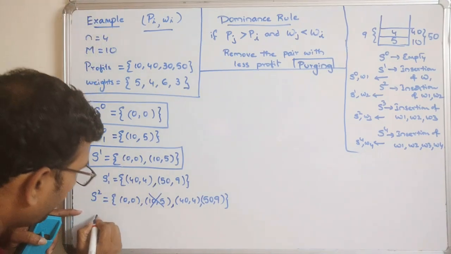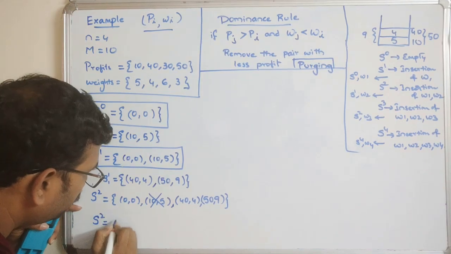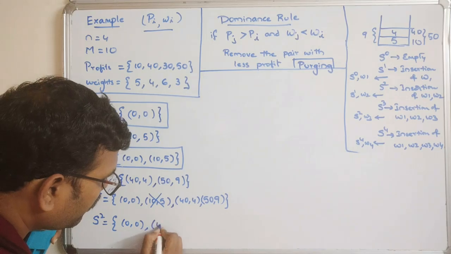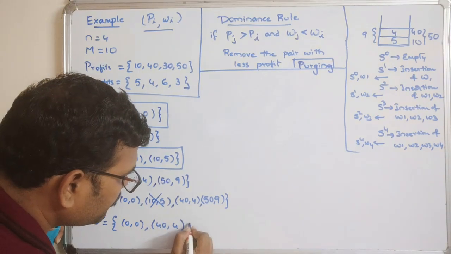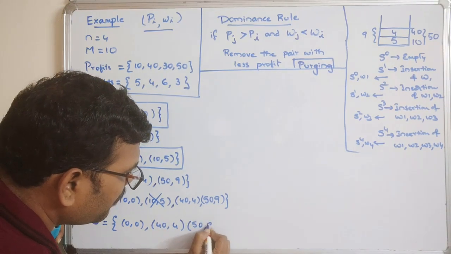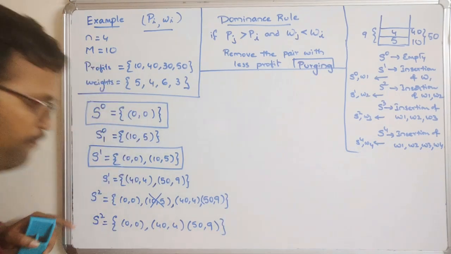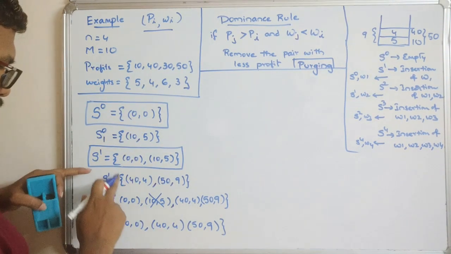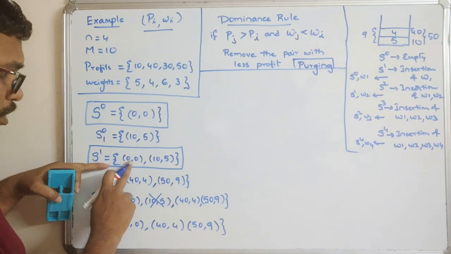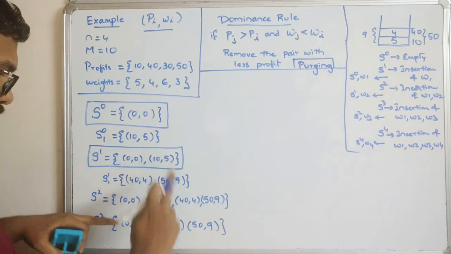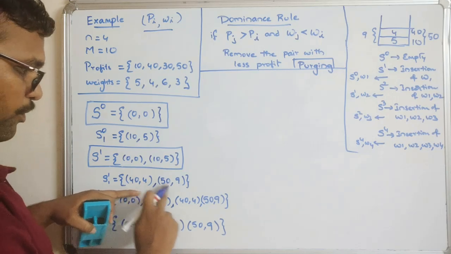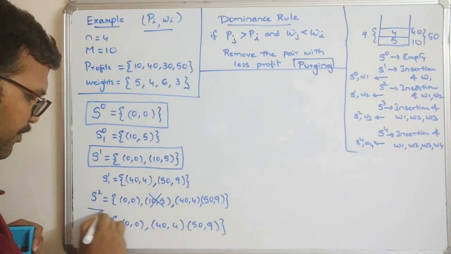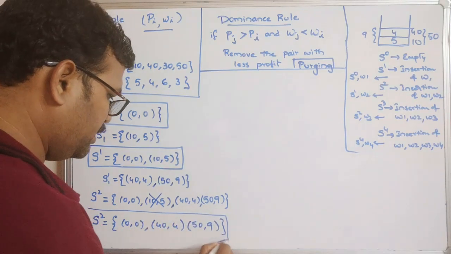Now we can write the final S2: 0, 0, 40, 4, 50, 9. Only 3 terms we are getting. So before we had 0, 0, 10, 5, 44, 59. So 10, 5 we are removing. So only 3 terms are there for S2.